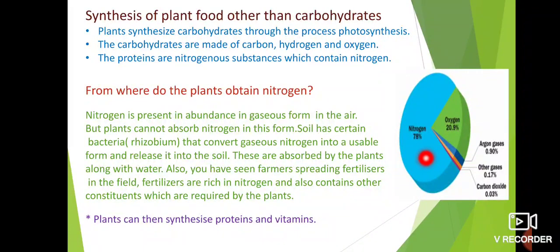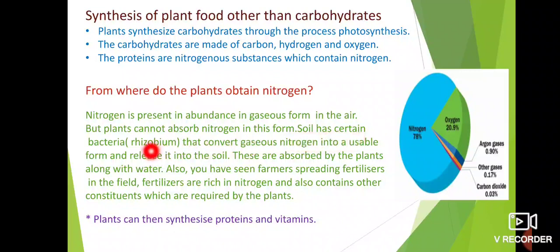How do these plants obtain this nitrogen? Let's study. Nitrogen is present in abundance in gaseous form in the air, meaning a large amount of the gas present in the air is nitrogen. But plants cannot absorb nitrogen in this form. Plants do not have the capability to absorb this nitrogen in gaseous form. Then how do they obtain this nitrogen?